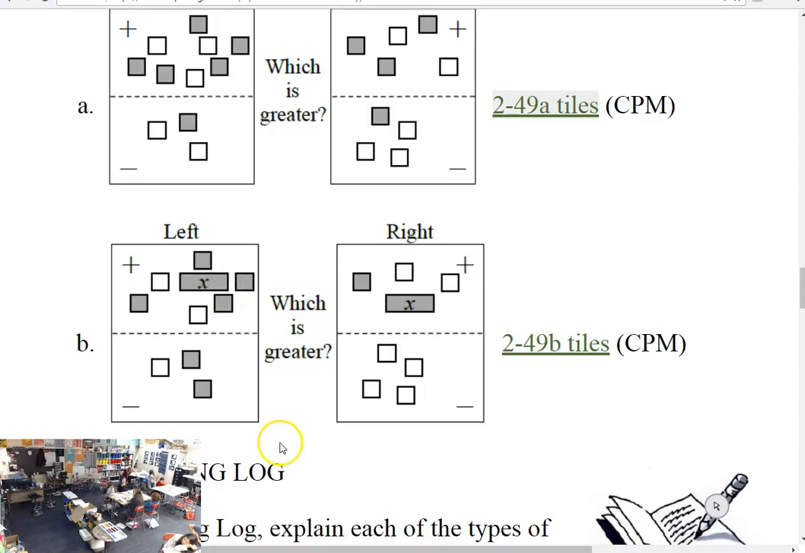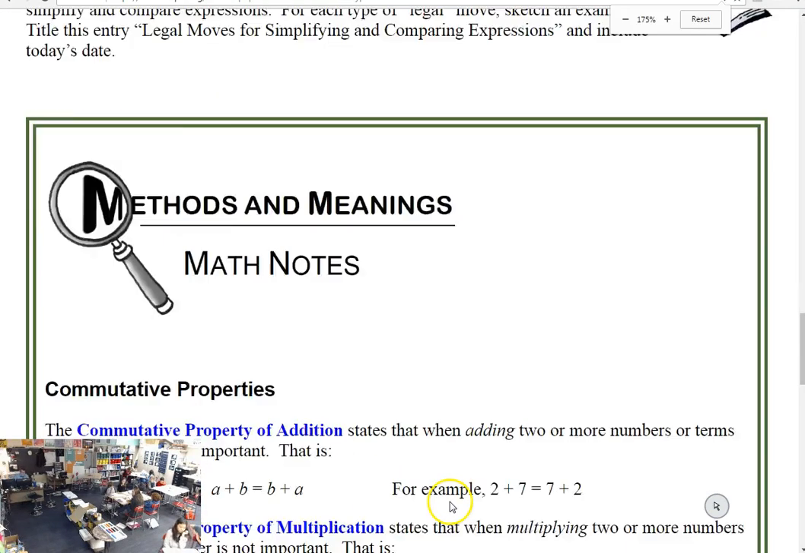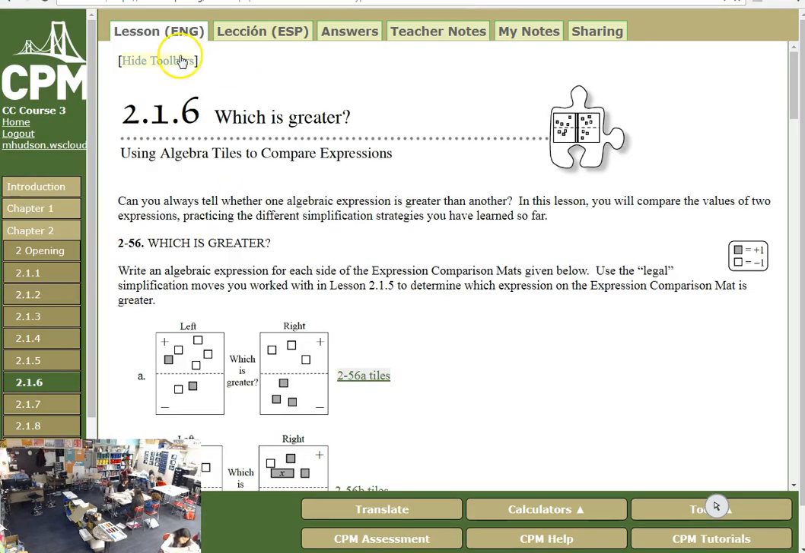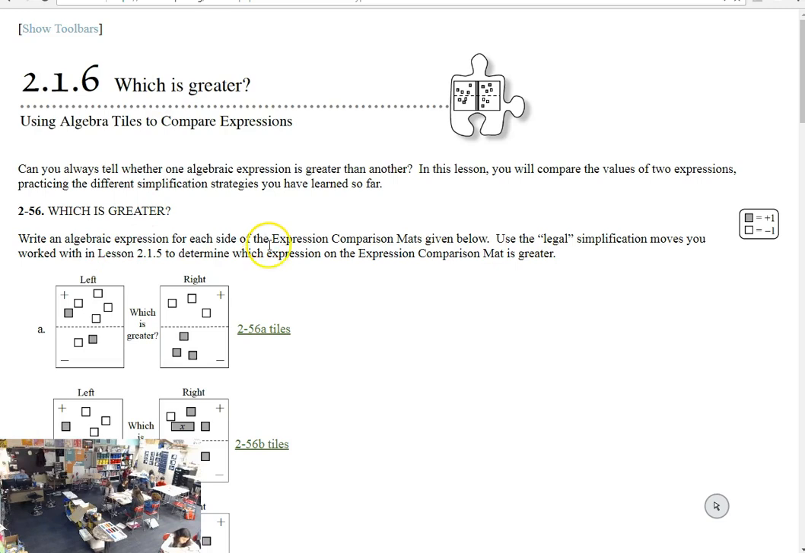And that's pretty much 215. Right. So just a reminder, commuter property, commute means to what? Move. When we are adding or multiplying, we can move things and it does not affect things. All right, doing more of this.